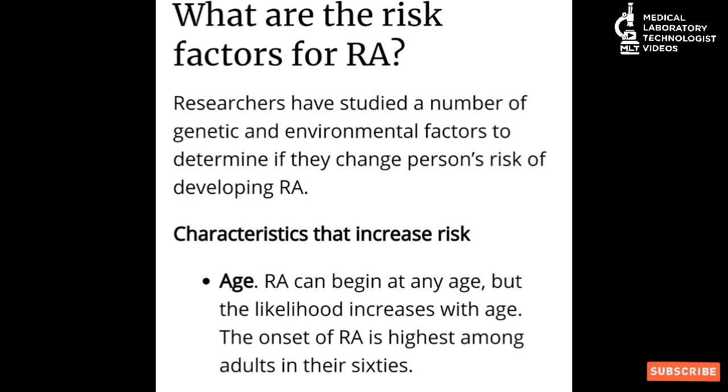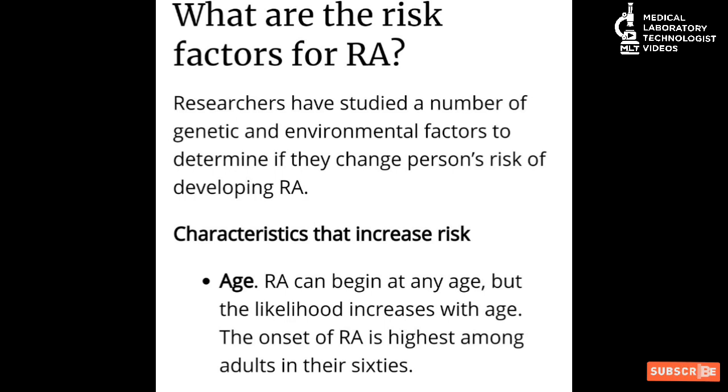The next question will be, what are the risk factors for rheumatoid arthritis? Researchers have studied a number of genetic and environmental factors to determine if they change a person's risk of developing rheumatoid arthritis. So what are the characteristics that increase the risk? First is age. Rheumatoid arthritis can appear at any age, but according to studies, the chances increase with age.